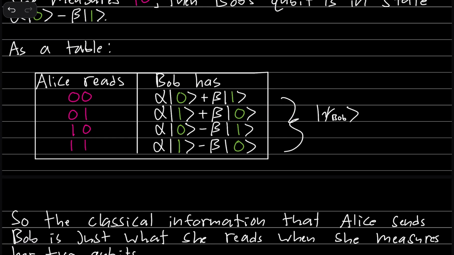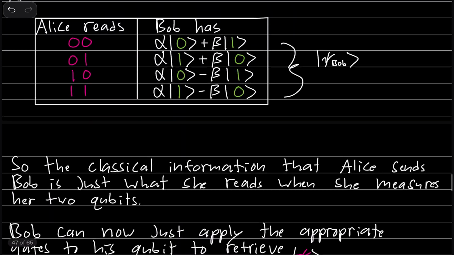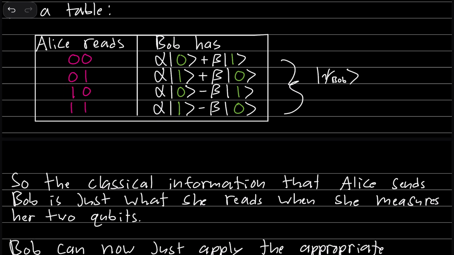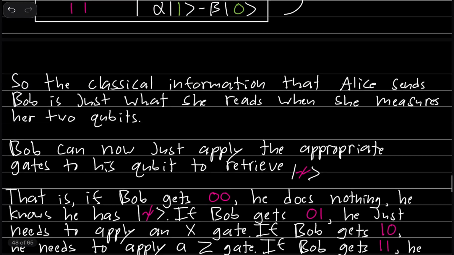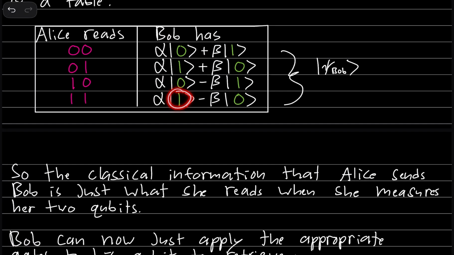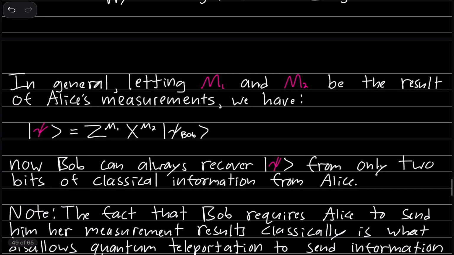Then we see that we need to just apply an X gate, because we just need to flip these two computational basis states here. If Bob gets 1, 0, then Bob just needs to apply a Z gate to flip this sign here. And then if Bob gets 1, 1, then he needs to apply an X gate to switch the computational basis states, and then also a Z gate to flip the sign. And so these will all get him back to the original ket psi. So that's all this is saying here.